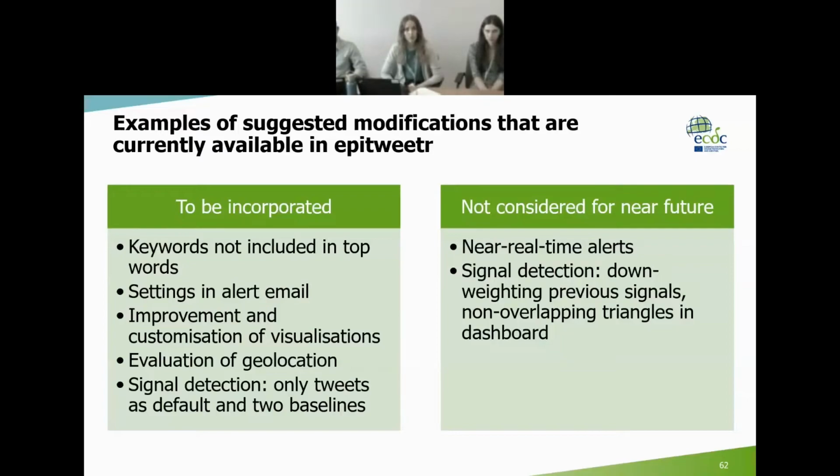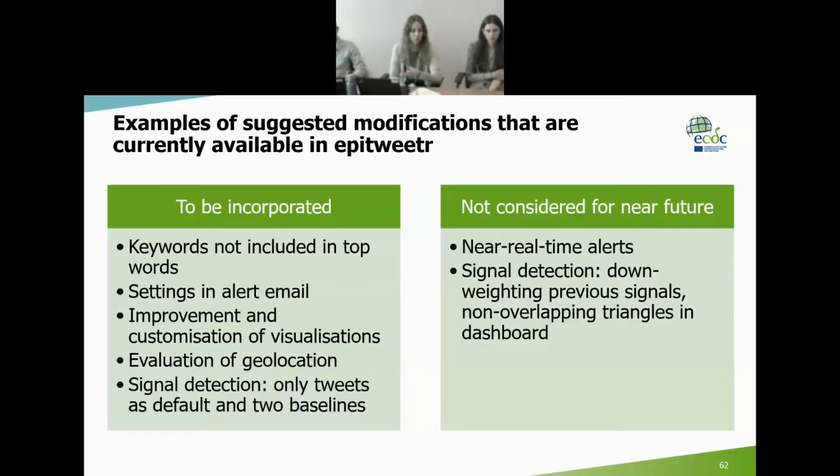So just to give you some examples of the modifications that were included in epitweetr after this discussion. In this first category, there was the suggestion of not including the keywords used in the top words, because of course, if you look for something, you would expect those keywords to be on top. In a sense, it would decrease the number of real top words that you are getting from those topics. Then also including the settings used for the signal detection in the alert email.